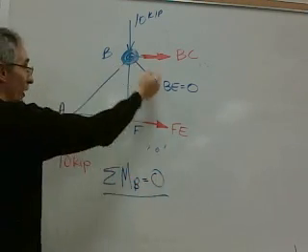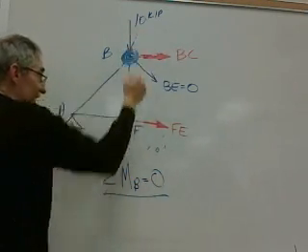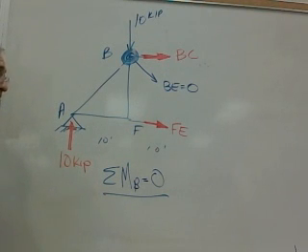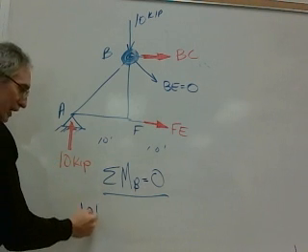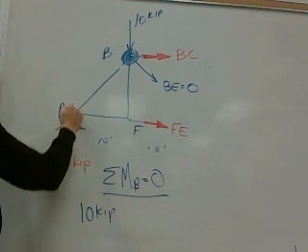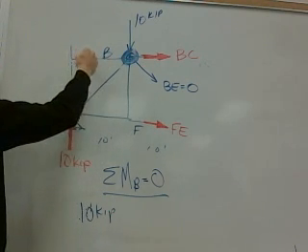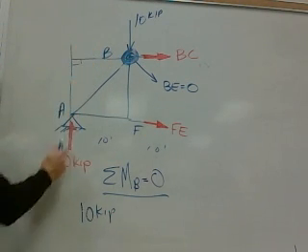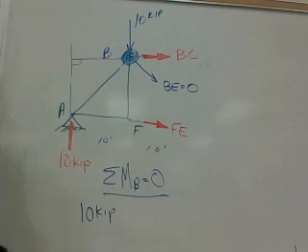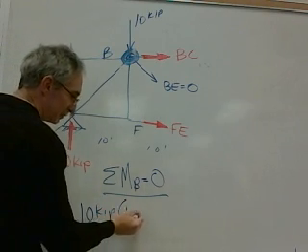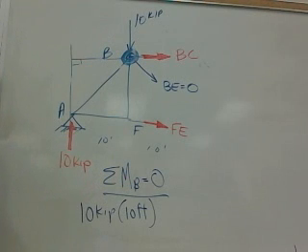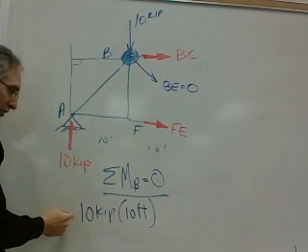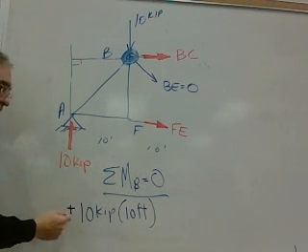What do I have? Well, BE, BC, and that 10 kip force all pass through B, so there's no moment that they create about B. You do have this 10 kip force down here. How far away is it? The perpendicular distance is this distance now, which is 10 feet. Which way does it rotate? Clockwise. So for us, I'll call clockwise positive.